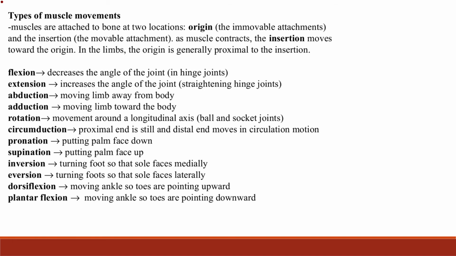Rotation and circumduction. If you stick your arms out and you move them in great big circles, that's rotation. Movement around the longitudinal axis of a ball and socket joint. So you make big circles with your arms. That's rotation. Circumduction is you stick your arms out straight to your sides and you keep your shoulders still and only turn the distal ends of your arms in a circular motion. That's circumduction. Pronation, supination. Pronation, palms down. Supination, palms up.